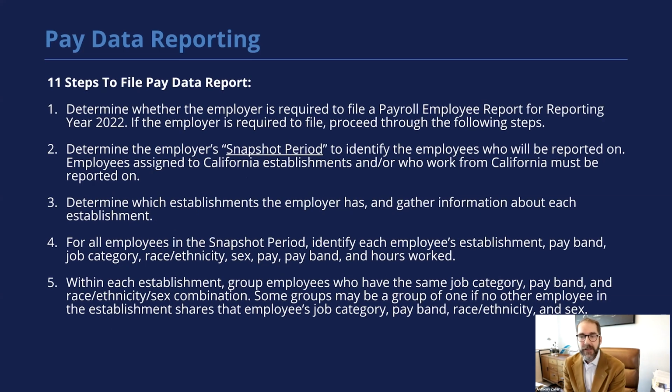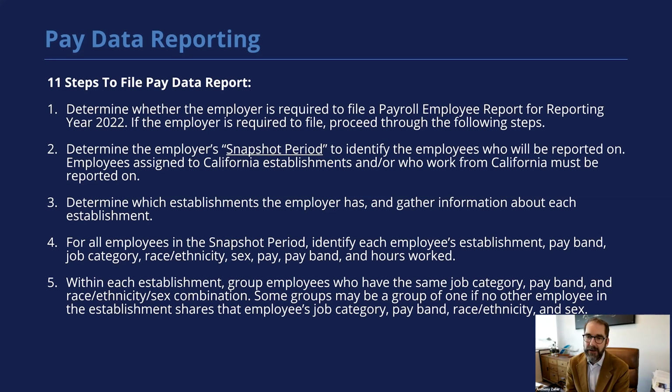Now, the CRD published the FAQs, really helpful information on their website, but they go over 11 steps to complete the pay data report for employers. So the first step is to see if you're an employer that this applies to, if you've got 100 or more employees or 100 or more contract workers that you need to report. And then if you do meet that requirement, once you make that determination, the employer needs to make a determination of a snapshot period.